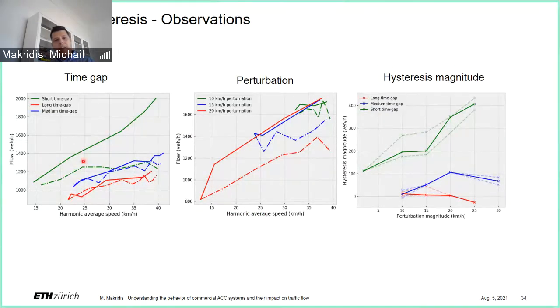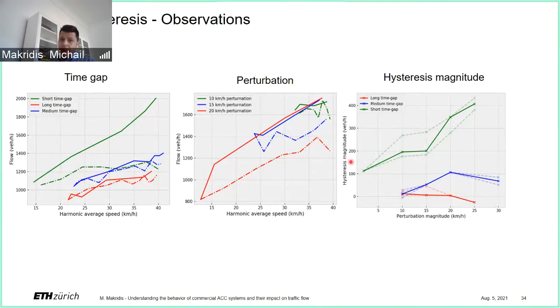Now, these are the results with regard to time gap. So you see here three time gaps, short, medium, and long. And for the short time gap, we can see that while the platoon is decelerating, this is the median speed of the platoon, I think, the flow is much higher than while this platoon accelerates. For the medium and long time gaps, the results are more or less the same. The flow is more or less the same.